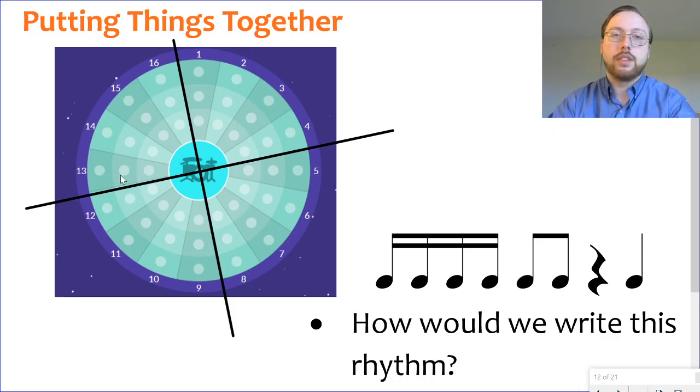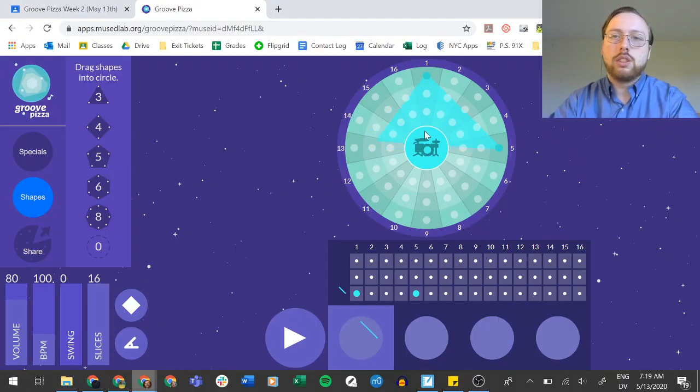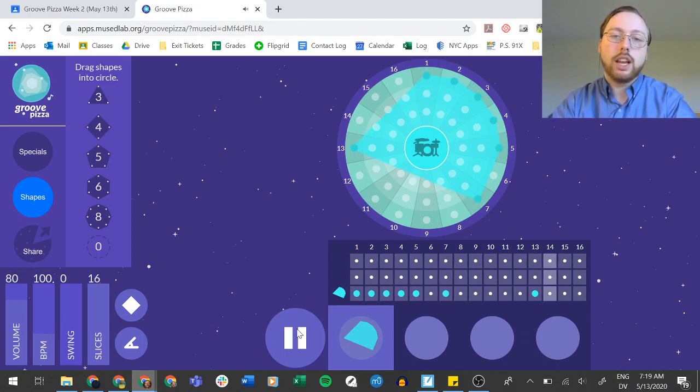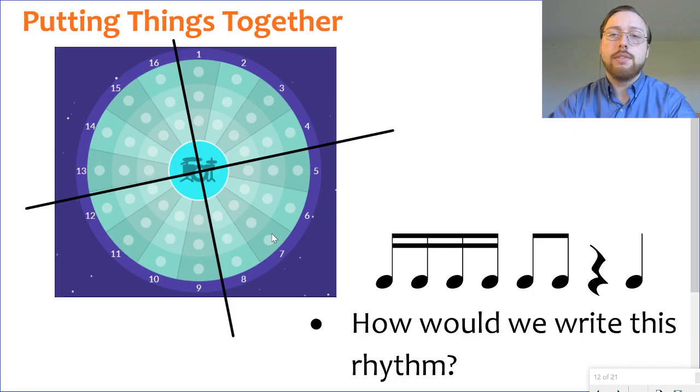Let's make it. So, tikka tikka, 4 beats in the first quadrant. TT, 5 and 7, nothing here, and then ta. Listen. Tikka tikka TT, sh, ta. Tikka tikka TT, sh, ta. So, that was not too bad. Let's see if we got another one.